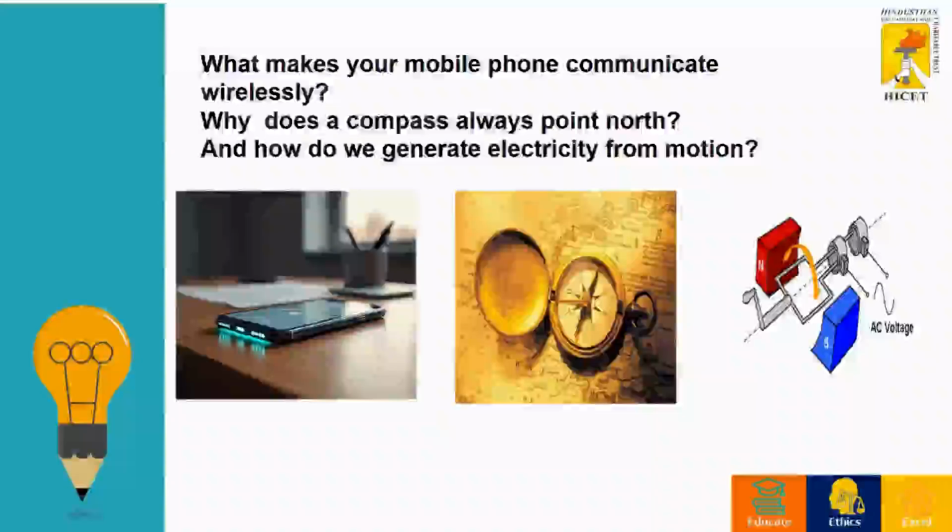Let me start with a simple question. What makes your mobile phone communicate wirelessly? Why does a magnetic compass always point north? And how do we generate electricity from motion? The answer to all these questions: the fields around us. That is, electric fields, magnetic fields, and their dynamic interaction.